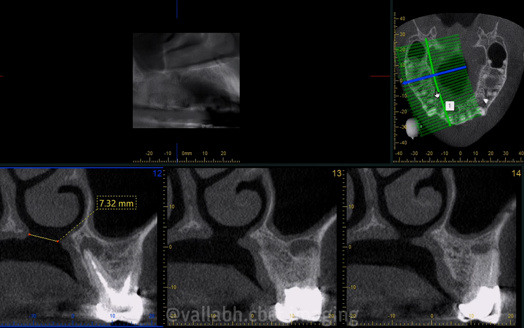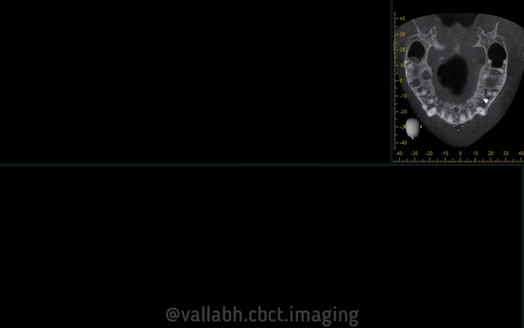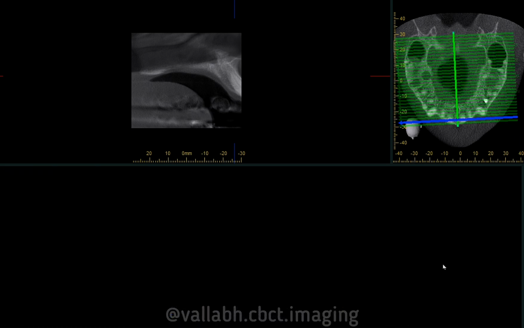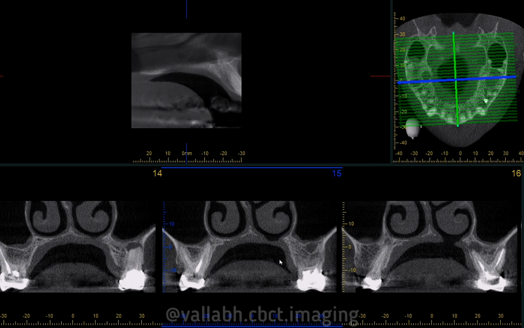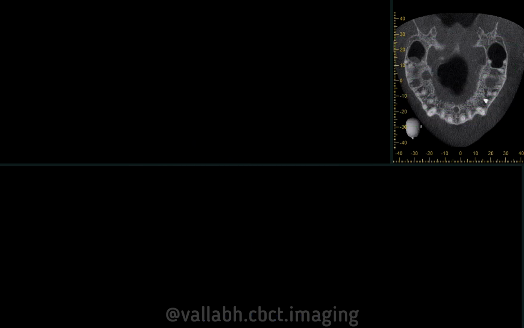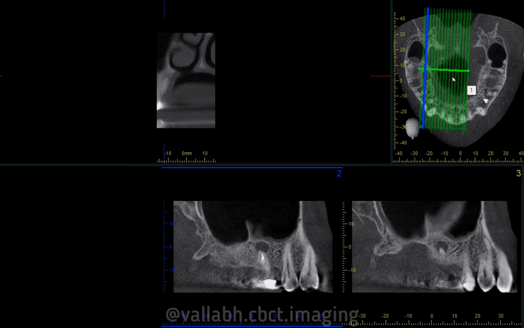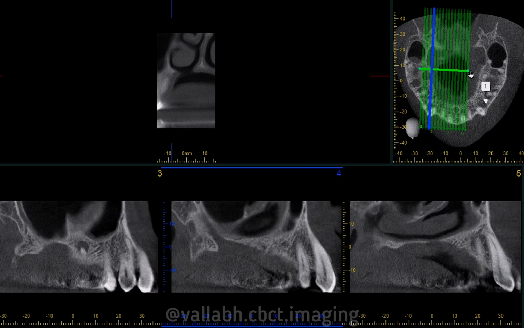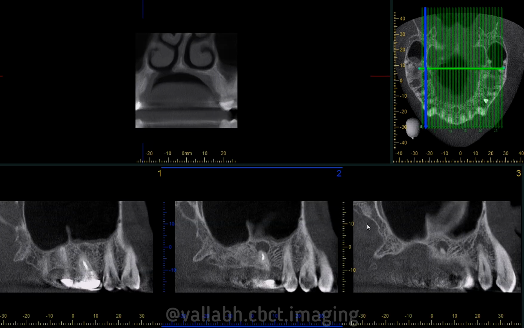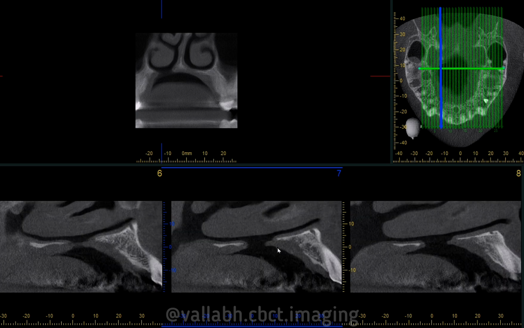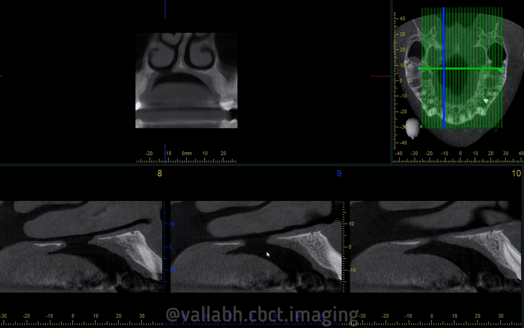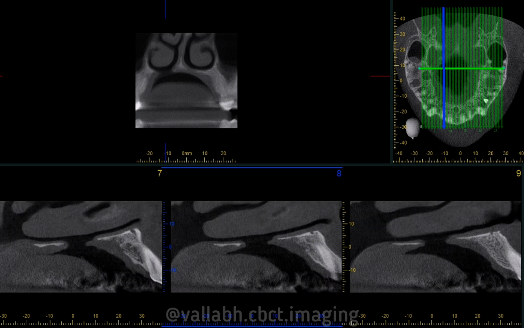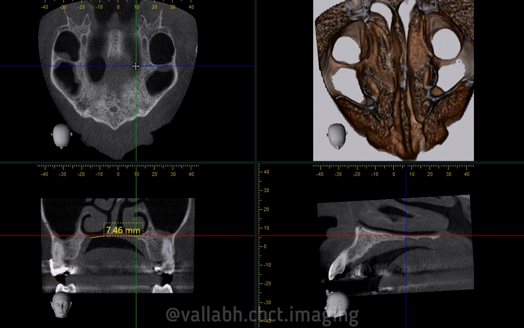Similarly, we can always do a bilateral comparison. We'll divide this into two and look at the area of concern. This is the right side and this is the left side. You can also check from the palatal cortex area and do a bilateral comparison, left side versus right side. This is a sagittal view: on the right side you can see the defect, and on the left side you can see the normal palatal bone, versus the right side. So this was everything about the surgical defect.